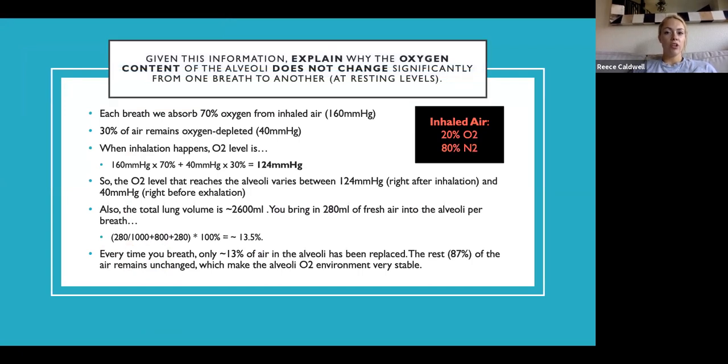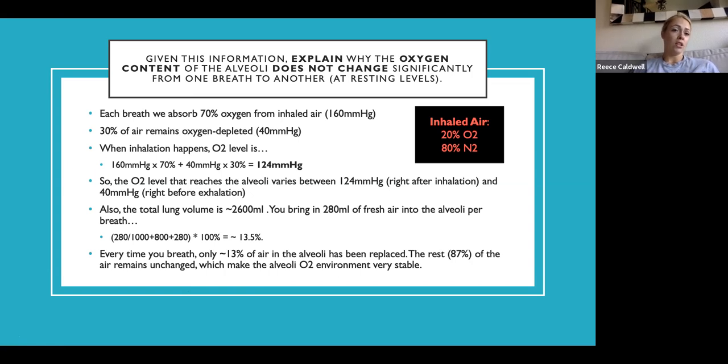So now we're going to look at the environment of the alveoli in the lungs and what happens from one breath to another. There is a lot of wording on here, but the main thing that you need to understand is that each breath, almost 90% of the air in the airways remains unchanged. So the alveoli environment is very stable.